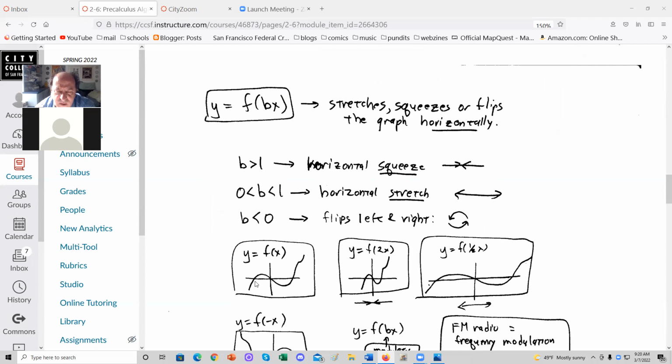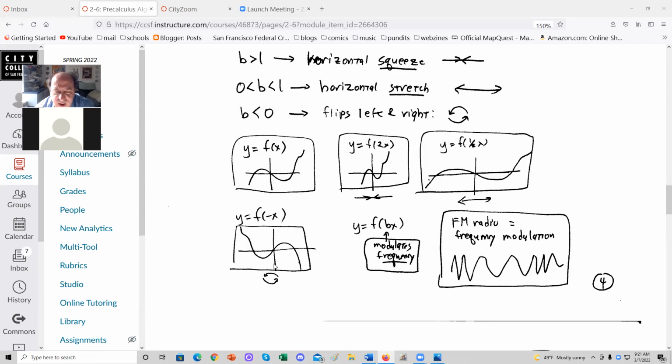So for example, here's a graph of y equals f of x, and y equals f of 2x is squeezed in, it runs through its range more quickly, whereas y equals f of a half x is stretched outwards horizontally. And y equals f of negative x is flipped left for right. So y equals f of bx modulates the frequency of the graph.